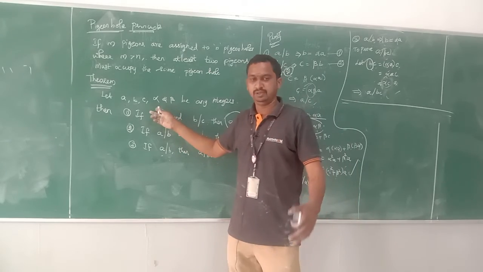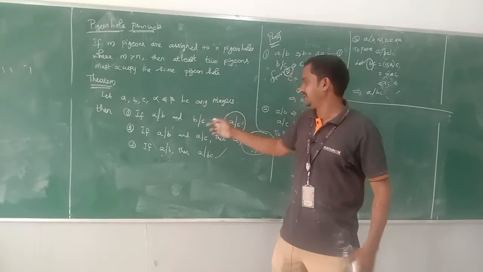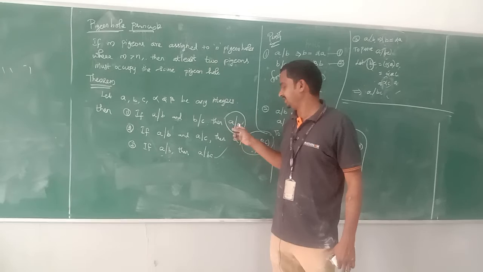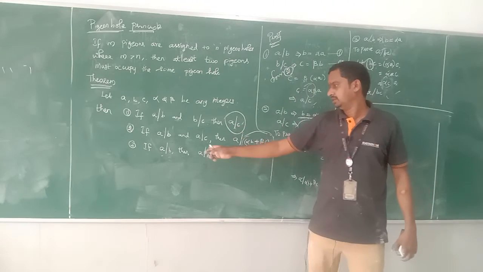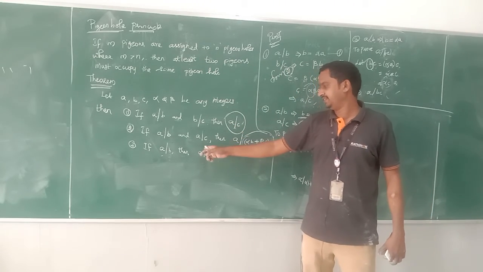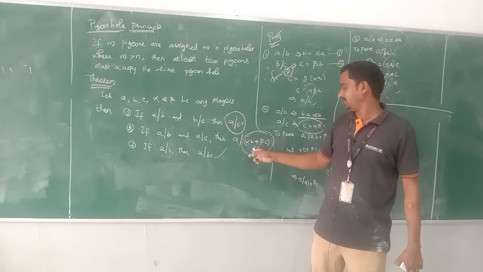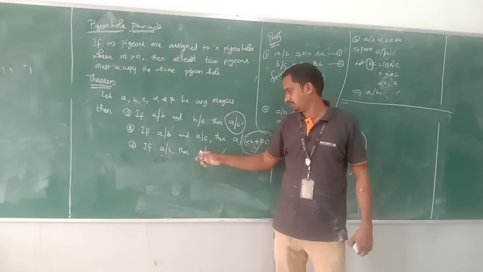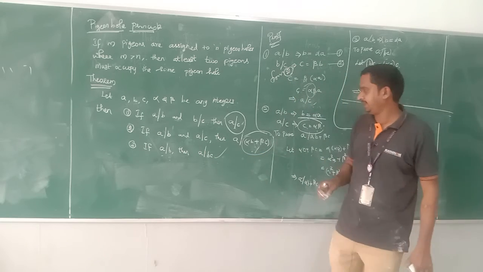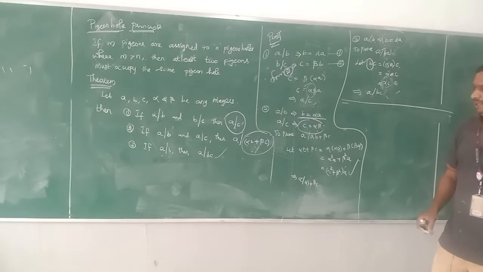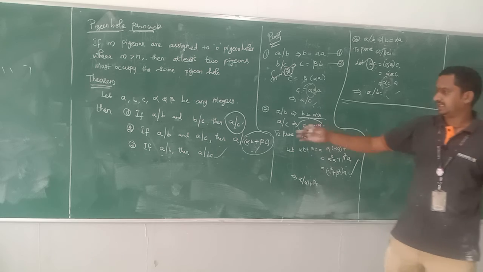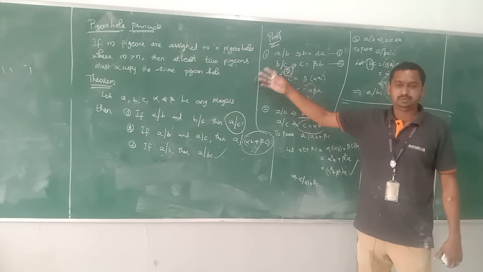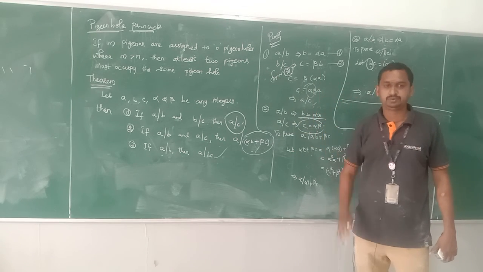The theorem is: take a, b, c as any integers. If a divides b and b divides c, then you have to prove a divides c. Similarly, if a divides b and a divides c, you have to prove a divides alpha b plus beta c. The last one: if a divides b, then a divides bc. The remaining part, next class we can discuss the theorem and the pigeonhole principle concept based on small problems. Okay. Thank you.